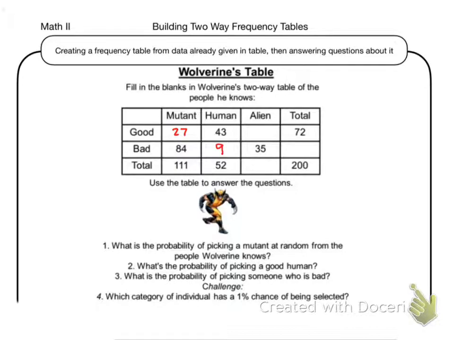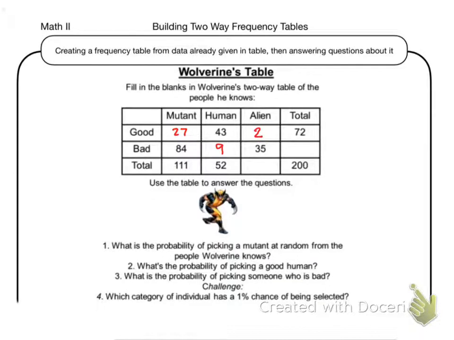Now for the aliens, notice we don't have a total for the aliens, so we can't go by the column. We're going to have to go by rows here. This is a total of 72, so 23 plus 43 plus this number gives us 72. I'm going to work backwards. I'm going to take my 72 and subtract 43 and subtract 27, and that gives me 2. So I'm going to put 2 there.